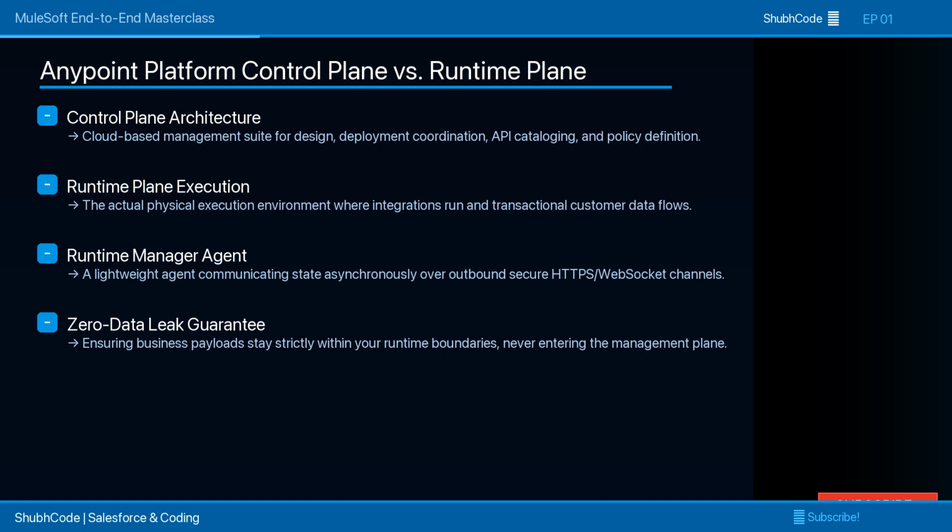Communication between these two planes is handled asynchronously via the lightweight Anypoint Runtime Manager agent, which utilizes WebSockets or secure HTTPS over outbound port 443. This means if the control plane goes down due to a major cloud outage, your deployed Mule runtimes running on CloudHub, Runtime Fabric, or standalone on-prem VMs will continue to process API traffic completely uninterrupted. Understanding this boundary is key when designing high-availability deployments across hybrid or multi-cloud topologies.